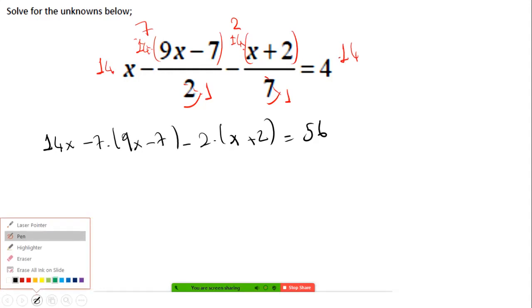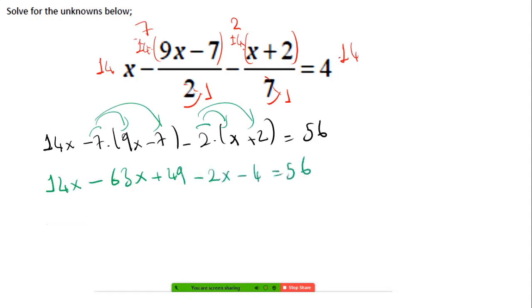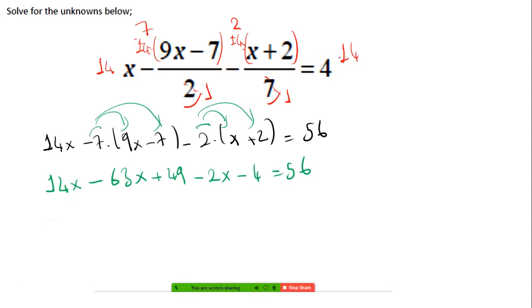Then I will open these brackets. That will give me 14x minus 63x plus 49 minus 12x minus 4 equals 56. And then I will do the operations on the left side. So 14x minus 63x minus 2x will give me minus 51x, and 49 minus 4 will give me 45, equals 56.